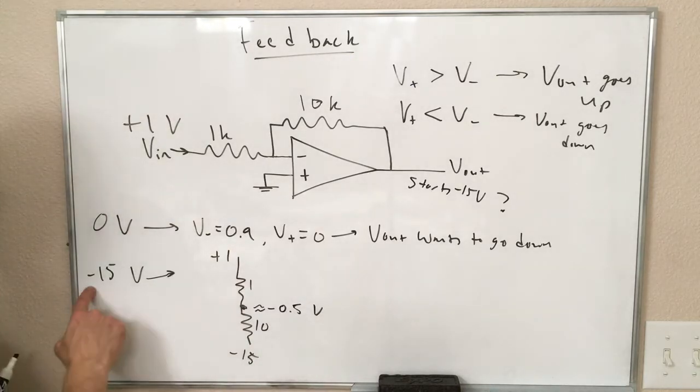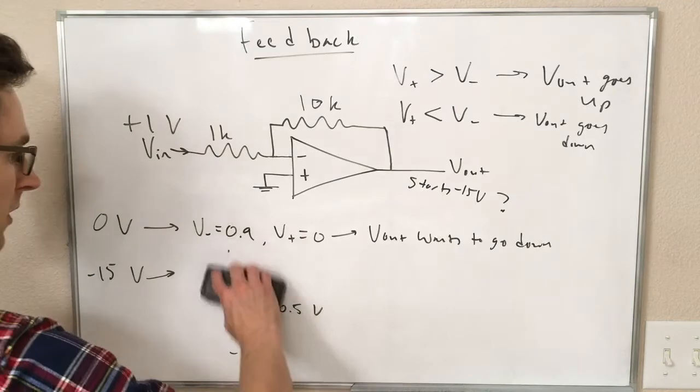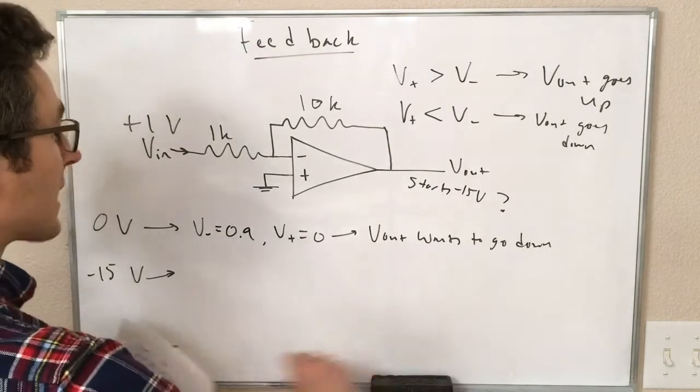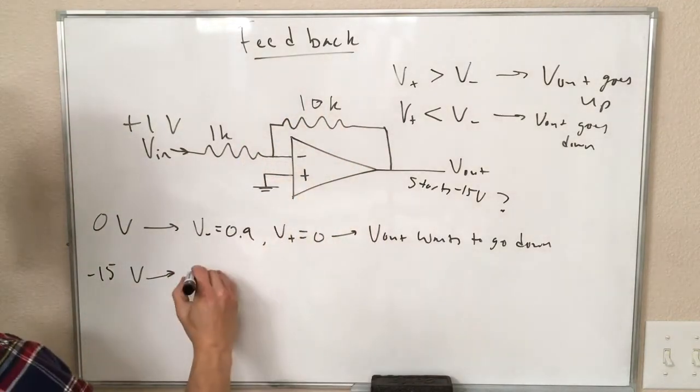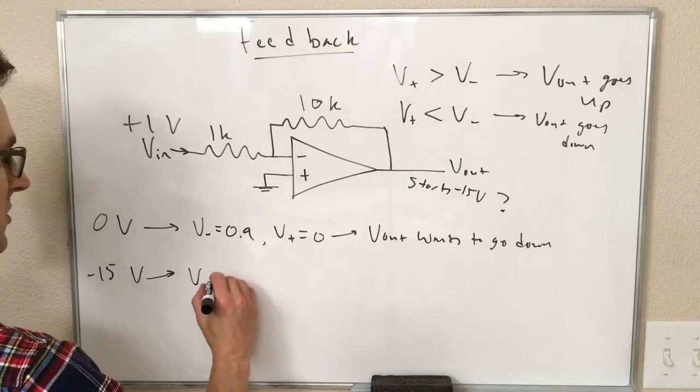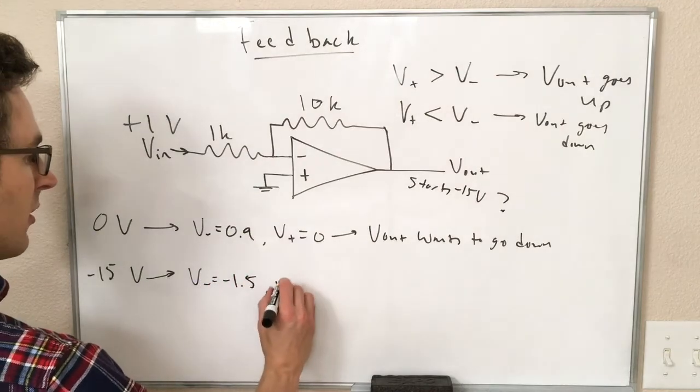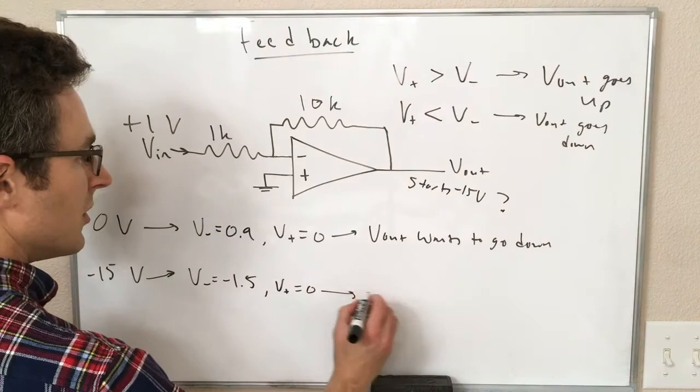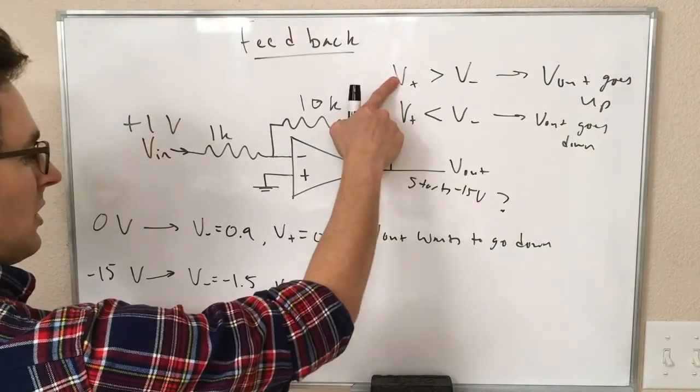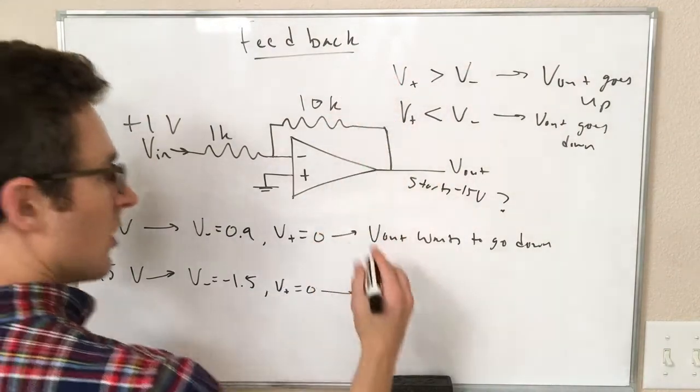So if we have minus 15 at the output, that is feeding back into the input and changing our input so that V minus is equal to minus 0.5, V plus is still equal to 0, which means that V out now wants to go up.